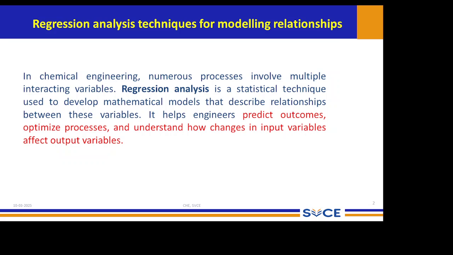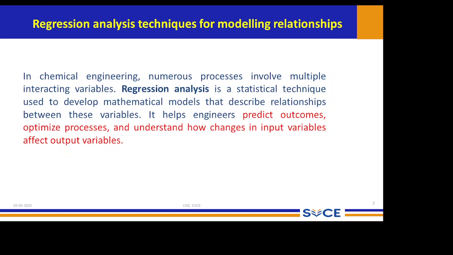Let's say we have a dependent variable and an independent variable. What is the independent variable? Like temperature, pressure. The dependent variable is, let's say, the yield of a reactor. So when the temperature and pressure vary, that is, the independent variables, the dependent variable will change. How it has been correlated, that's what we are going to do in regression analysis, in which way it is fitted.